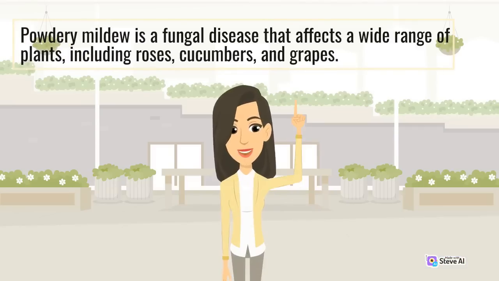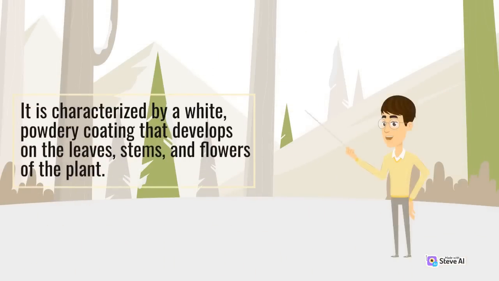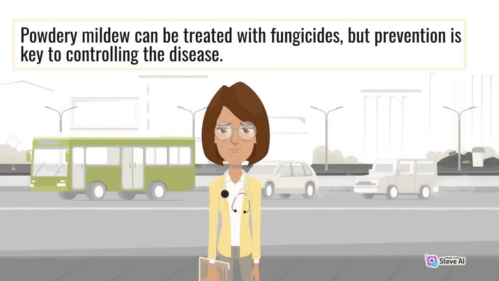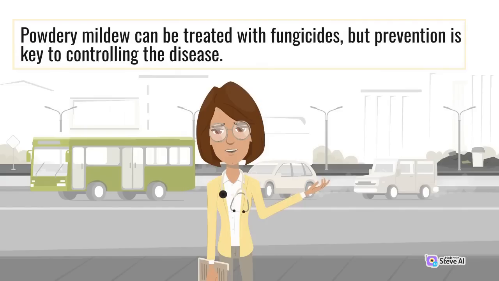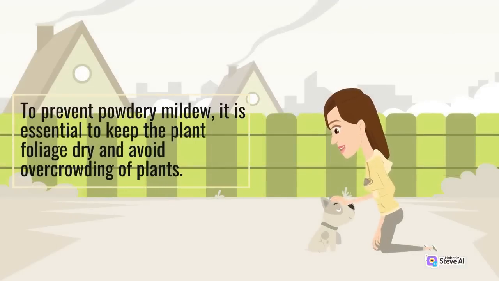Powdery mildew is a fungal disease that affects a wide range of plants, including roses, cucumbers, and grapes. It is characterized by a white, powdery coating that develops on the leaves, stems, and flowers of the plant. Powdery mildew can be treated with fungicides, but prevention is key to controlling the disease. To prevent powdery mildew, it is essential to keep the plant foliage dry and avoid overcrowding of plants.